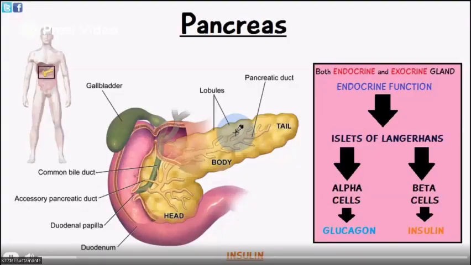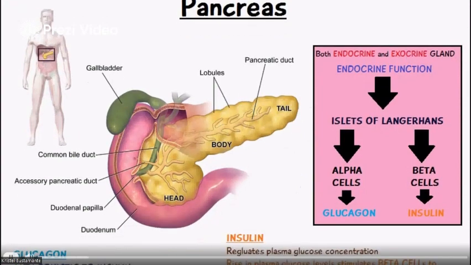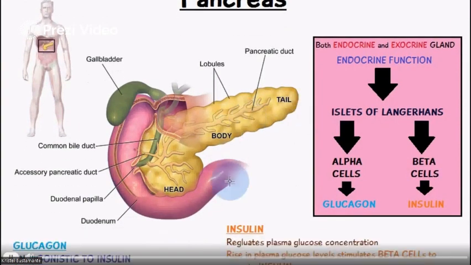Welcome to 5 Minute School, and in today's video we're going to be talking about the pancreas. I've included this diagram here, which shows the anatomy of the pancreas. This part is the body, this is the tail, and this is the head. We have the pancreatic duct located here. These are the lobules of the pancreas, and we have the gallbladder, which is located on top.